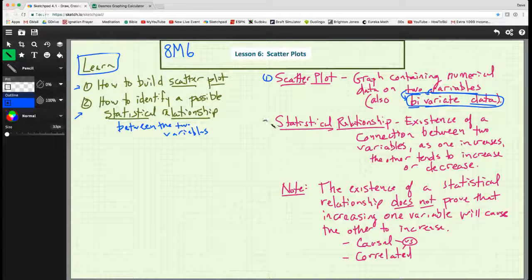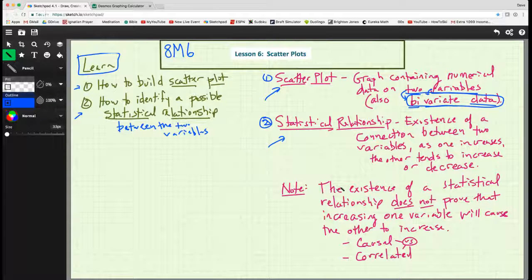Definition number two is statistical relationship. Sometimes when you graph bivariate data, there is a statistical relationship, an existence of a connection between the two variables, such that as one increases, the other will increase, or the other will decrease. This would be a statistical relationship. If as one increases, the other doesn't tend to increase or decrease, that would not be a statistical relationship. We'll talk a little bit more about this as well.